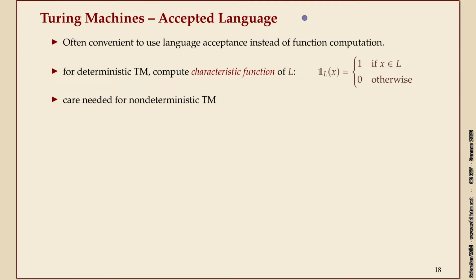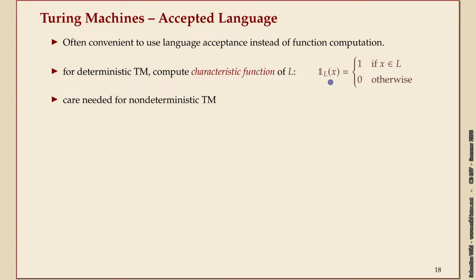Now we're coming back to TCS, theoretical computer science, where you would have spent a lot of time talking about languages, formal languages, which are just sets of strings. And we'll also use that in complexity theory. So I've talked about the function computed by a Turing machine. We can use that formalism to define the language accepted by a Turing machine.